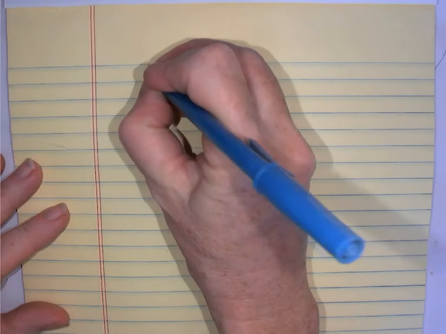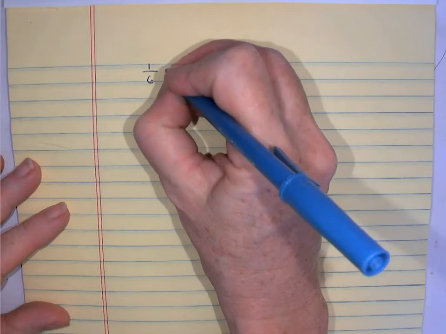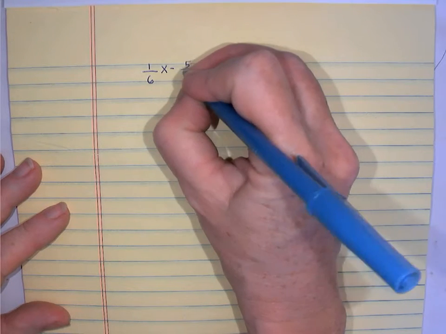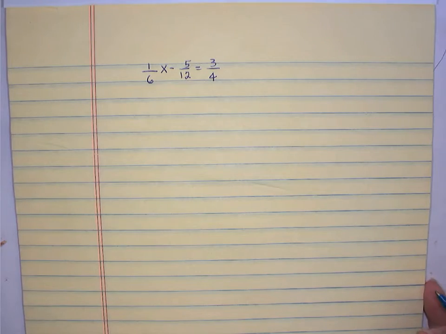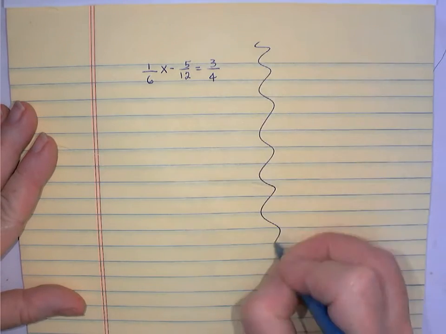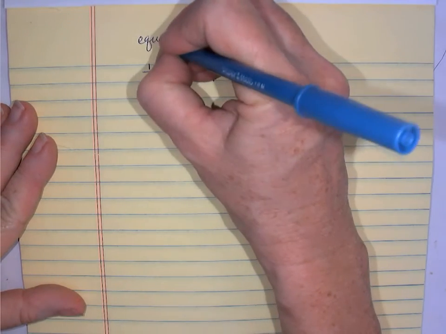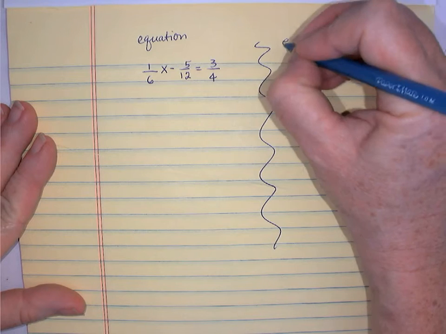I'm going to give you a quick little lesson on fractions. What you're doing for homework is solving an equation like this: 1/6 x minus 5/12 is equal to 3/4. And the one thing I want to talk about is the difference between an equation, something with an equal sign, versus an expression.